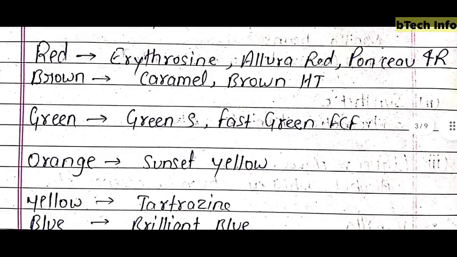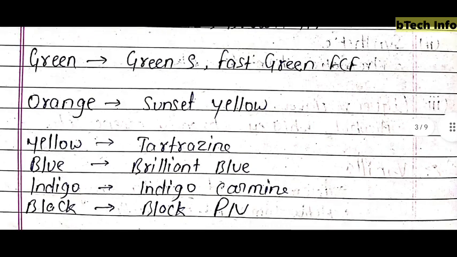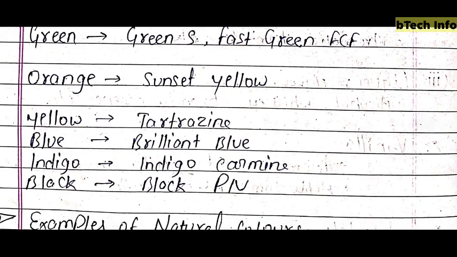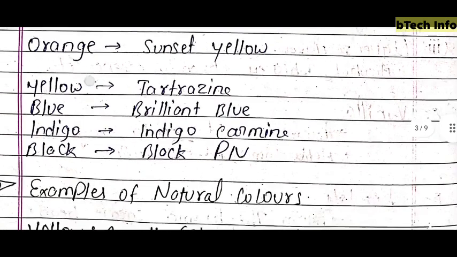Green color is produced from green S and fast green FCF. Orange color is produced from sunset yellow. Yellow color is produced from tartrazine, and blue color from brilliant blue. Indigo is produced from indigo carmine, and black color from black PN.